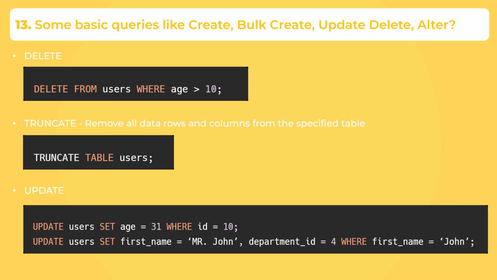Next one is delete. Delete is basically used to delete the rows from the table with the specific condition. Another one is truncate. Remove all data rows and columns from the specific table. So when we want to remove everything from the table, everything means every row and every column. Another one is update. Update is basically used to update the specific column or multiple columns at the same time with the specific condition.